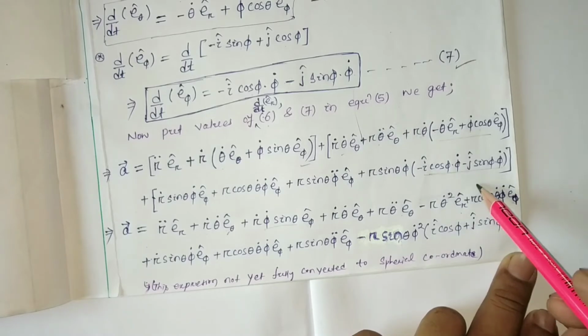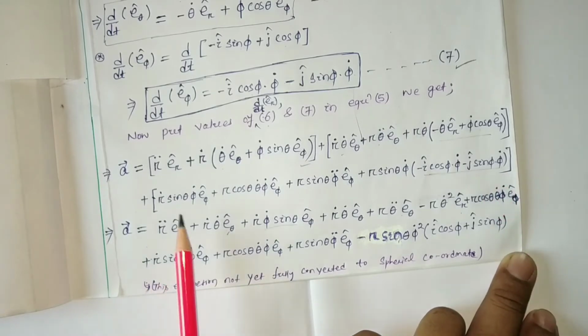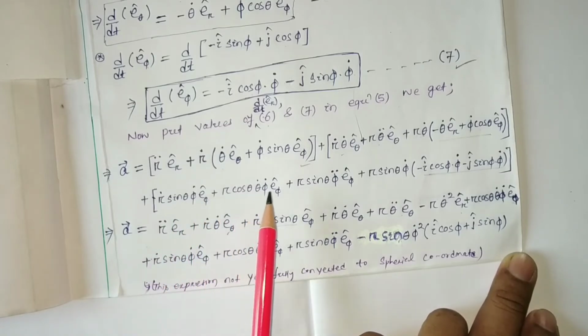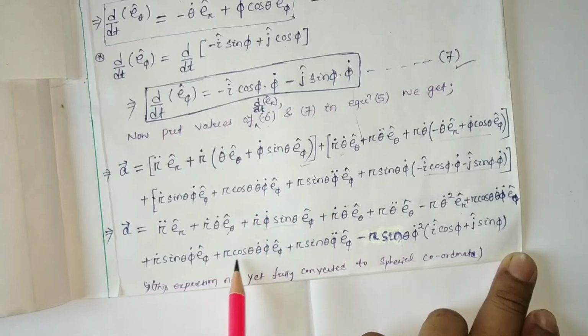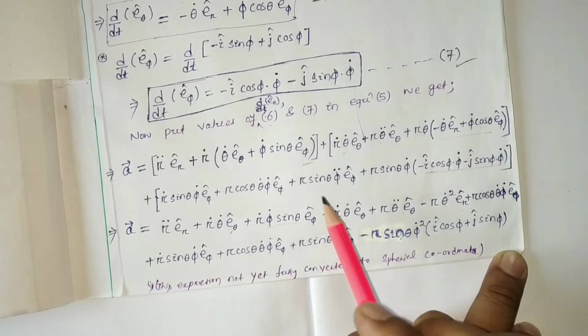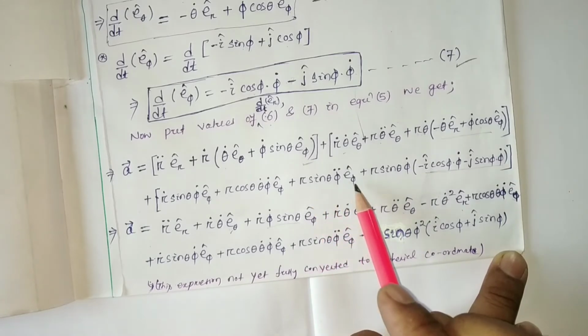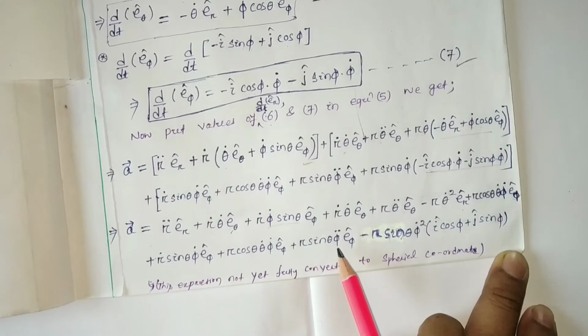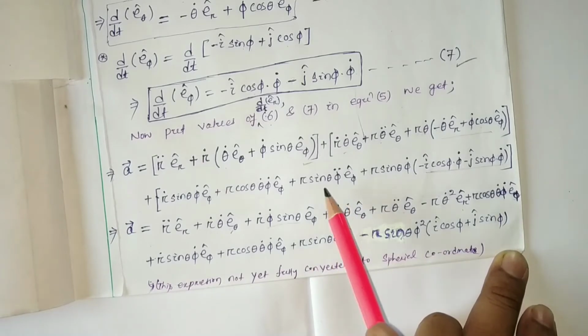Next, this term has been written as usual: r dot sin theta phi dot e phi cap. Then r cos theta theta dot phi dot e phi cap written over here. Then plus r sin theta phi double dot e phi cap.